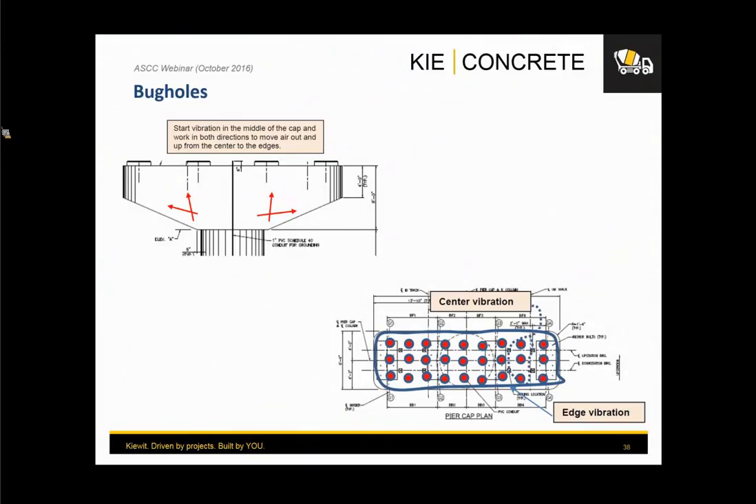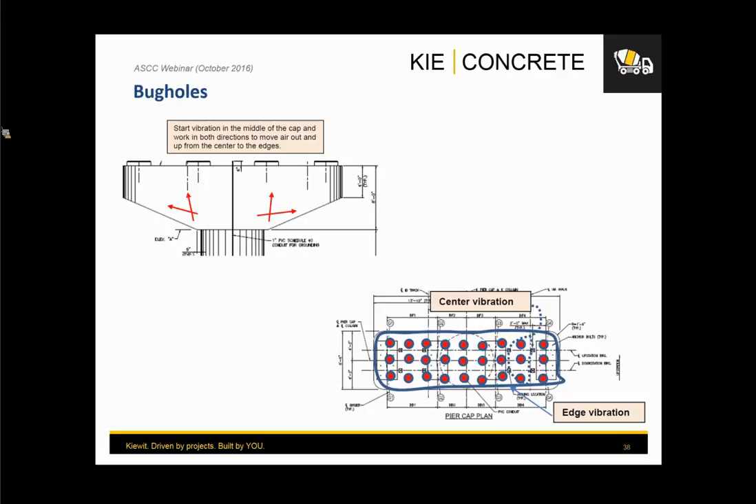So in that case, we went back to basics. We looked at the selection of the vibrator, the vibration plan, and the sequence. We engaged people who could help us achieve the right process and sequence so we could teach our labor how to do it. Like it says here, start vibration in the middle of the cap and work in both directions to move the air out. And then start from the bottom up. You need to move everything to the sides and then move it from the bottom up, so you can take all the bubbles out of those surfaces.